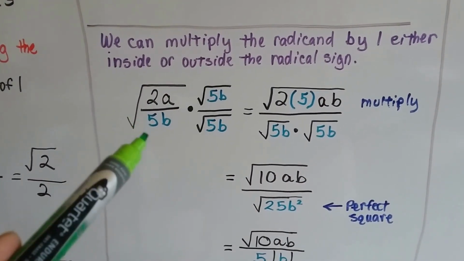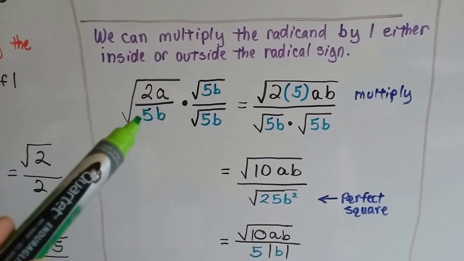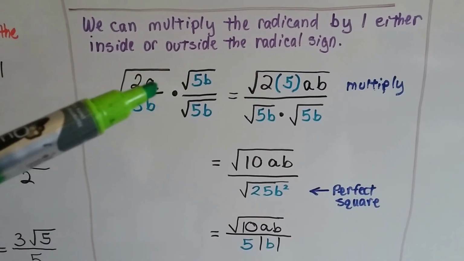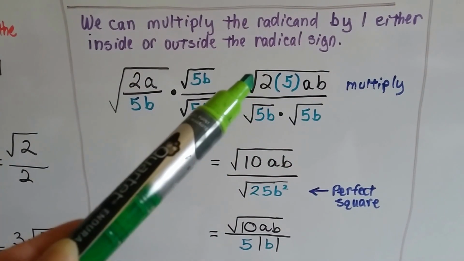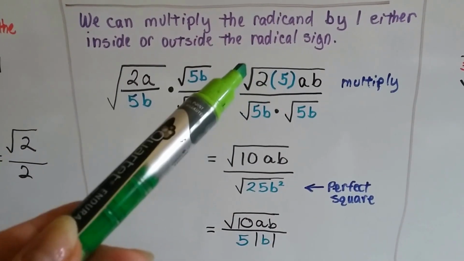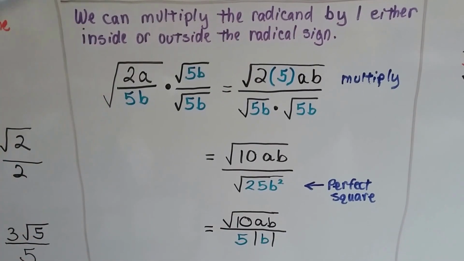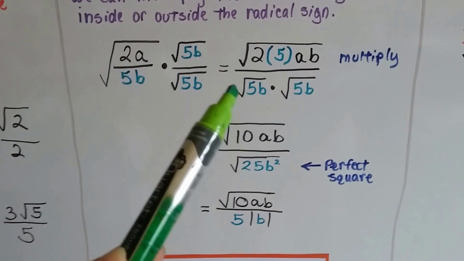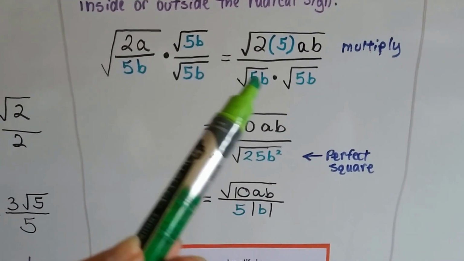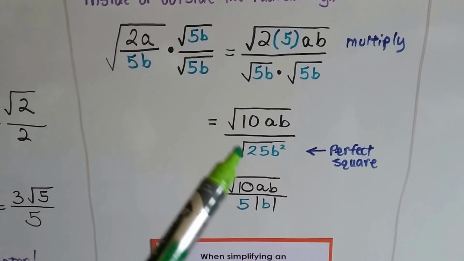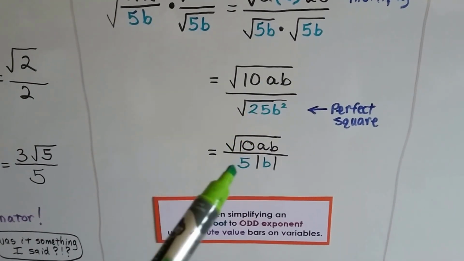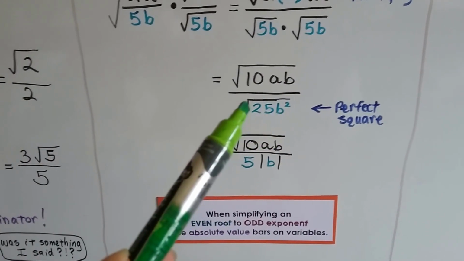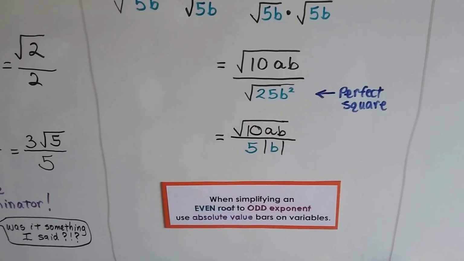See? We can multiply the numerator and denominator by this square root of 5b. This gives us 2 times 5 times a times b. And this is squared because there's a little invisible 2 here, isn't there? This is going to be the square root of 5b times the square root of 5b. And multiplied together, we're going to get 25b squared under the radical sign. And the square root of 25 is 5. And we've got this b squared. We can take away that little 2 exponent because it's under a square root. And we just get b.